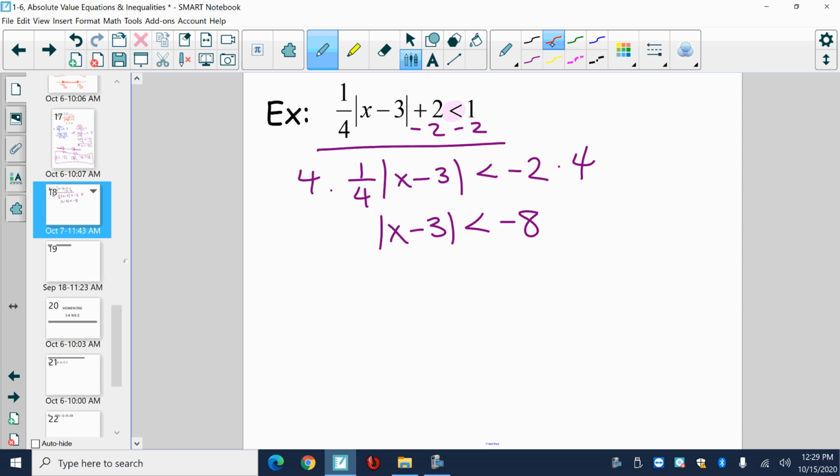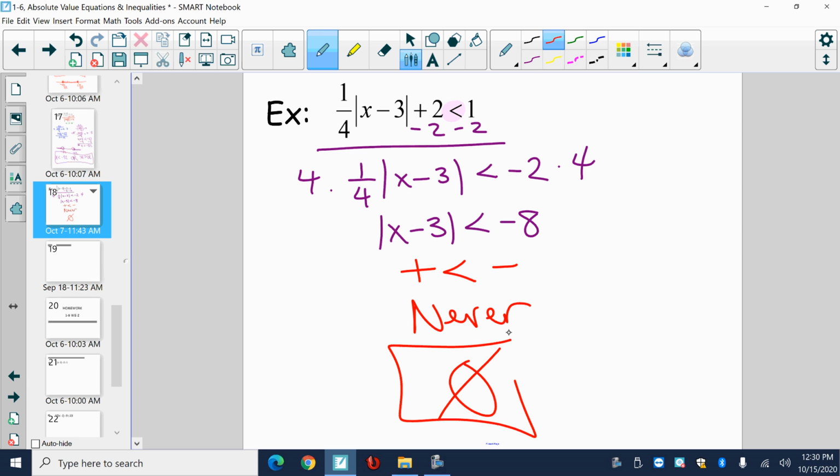And now I'm going to check to see if it's possible. This positive is less than a negative. When is a positive number less than a negative number? If you said never, you are right. So that is false. So therefore, the answer to this is no solution. It's not possible.